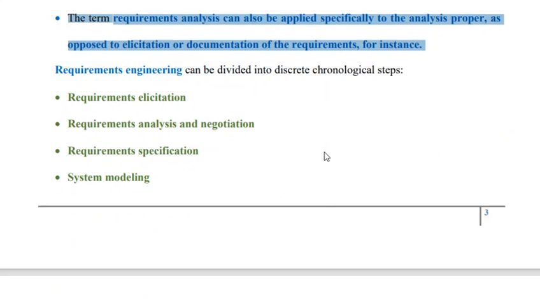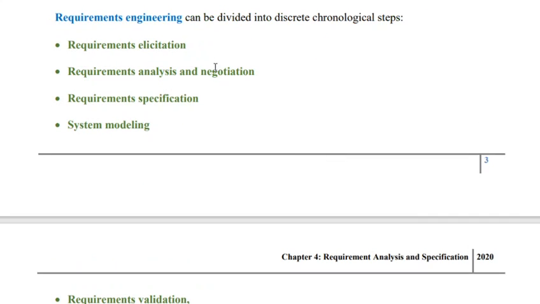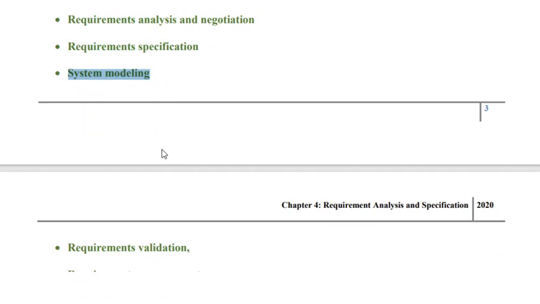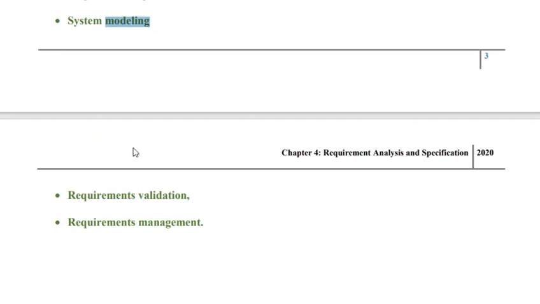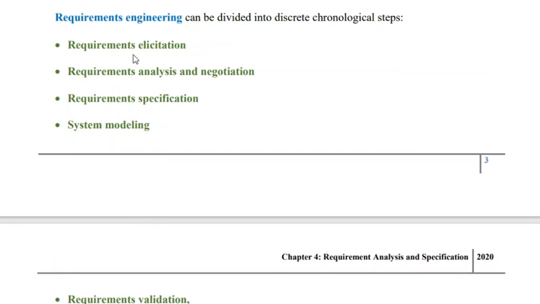Now requirement engineering can be divided into six subphases, namely requirement elicitation, requirement analysis and negotiation, requirement specification, system modeling, requirement validation, and requirement management. Again, I'll repeat it. Requirement engineering can be broadly classified into six subphases. These subphases are requirement elicitation or requirement gathering, requirement analysis and negotiation, requirement specification, system modeling, requirement validation, and eventually requirement management. Now, the aim of requirement elicitation is to identify the full set of potential requirements from the customer.